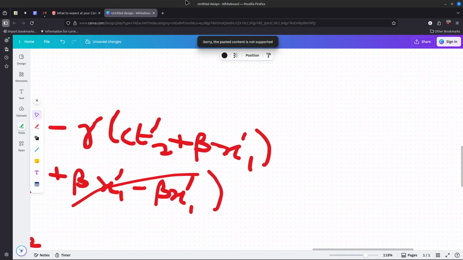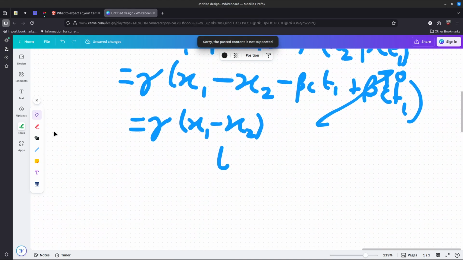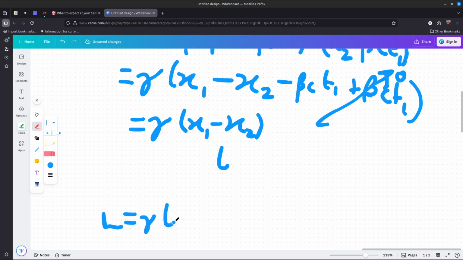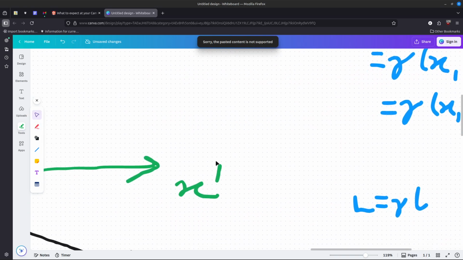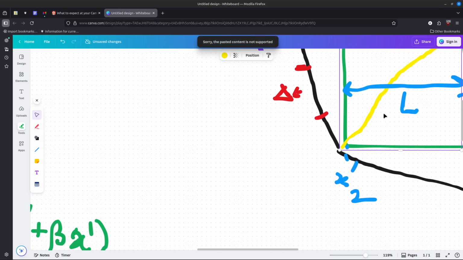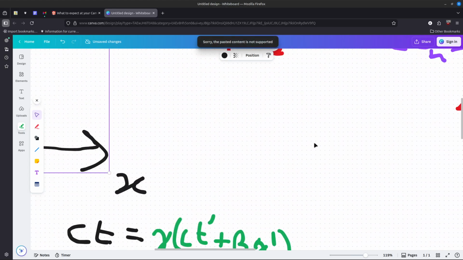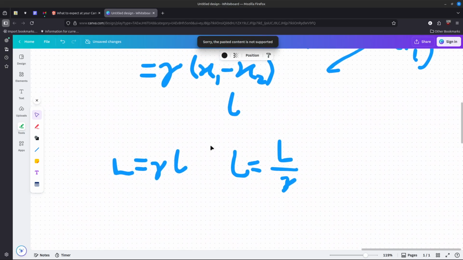And then you end up with, if I can find the equation again, L equals gamma L, or the length that we measure is L over gamma. And that's length contraction, because gamma is always greater than 1, so this guy is always going to be less than this guy, which means that the length of the train is going to appear shorter because this guy's moving, from this guy's point of view. And that's length contraction.